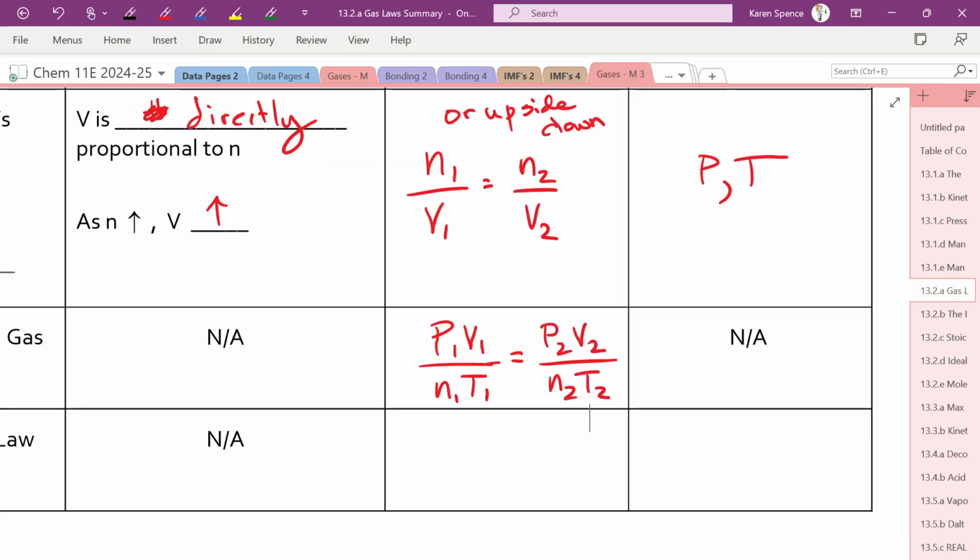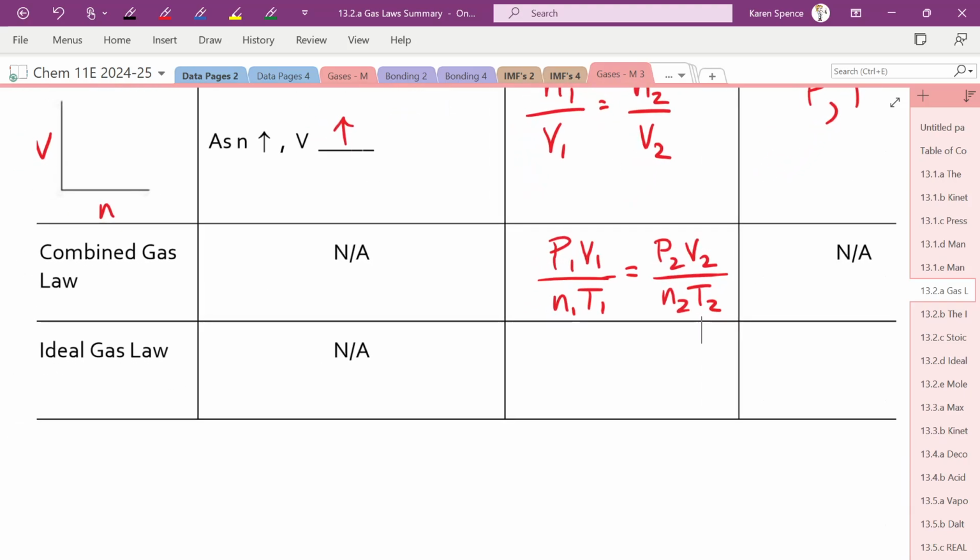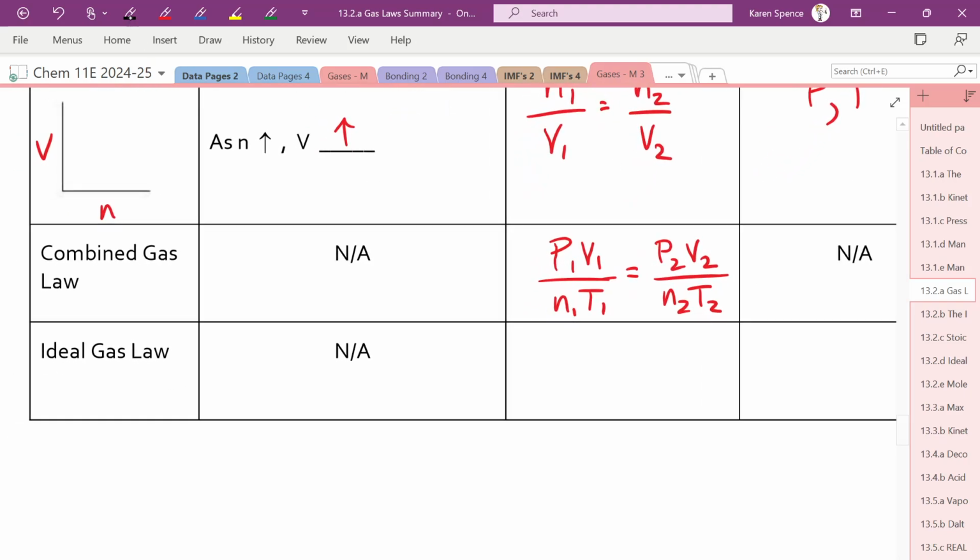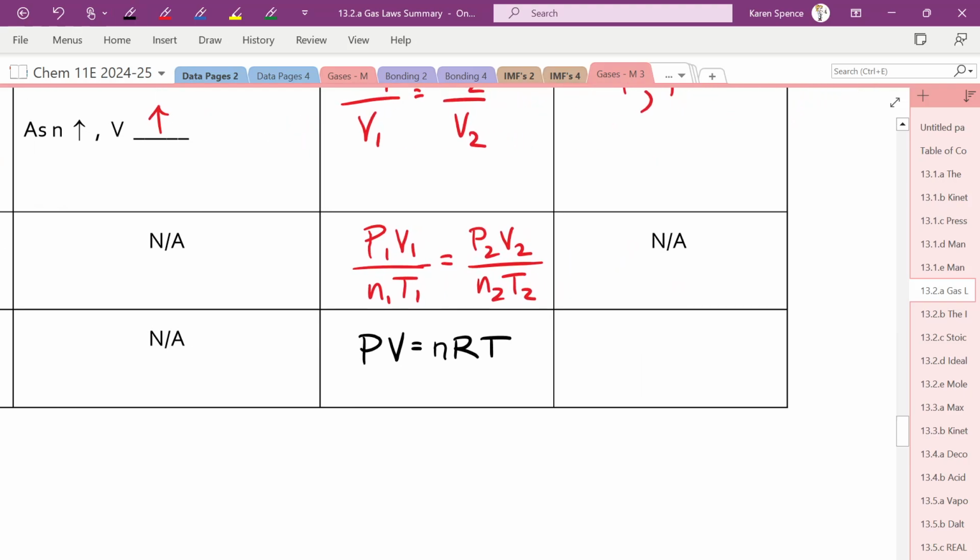Here we go. Okay. Now the ideal gas law is very, very similar. It says PV equals nRT. And everything looks familiar except for the R. R is the gas constant. And being a constant, it is constant.